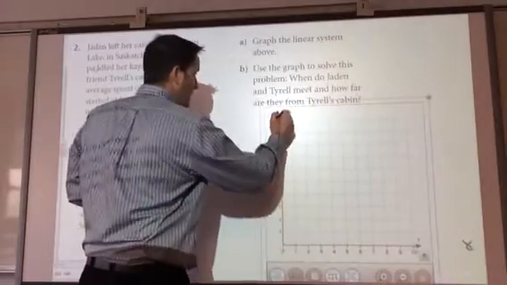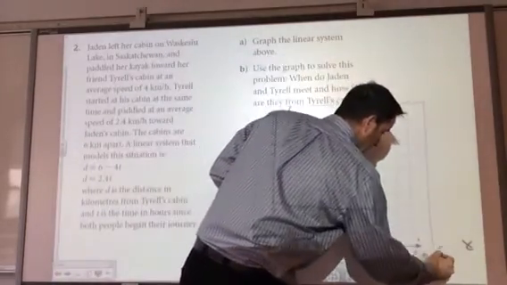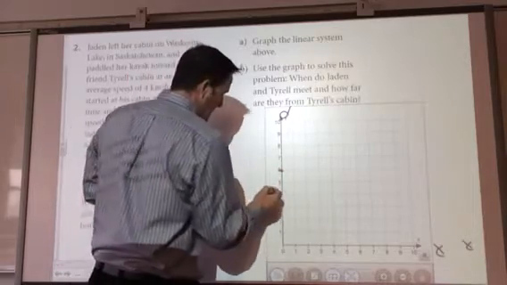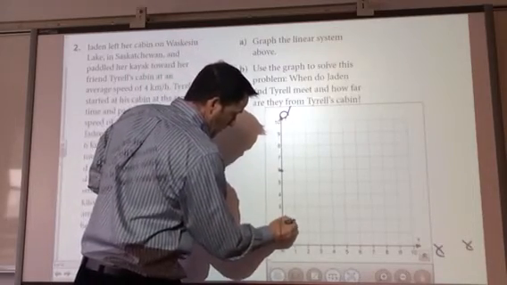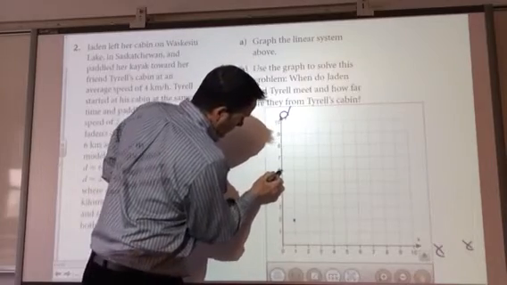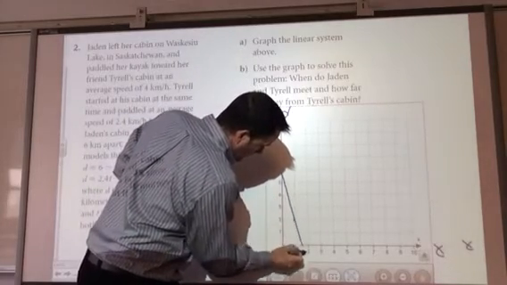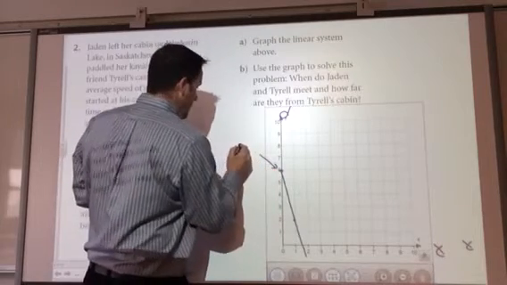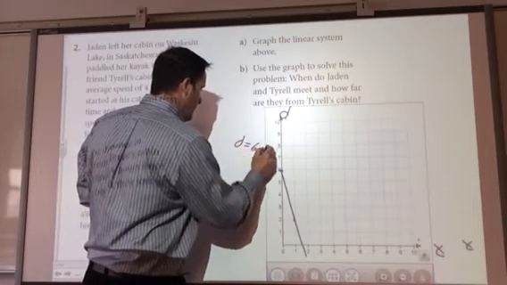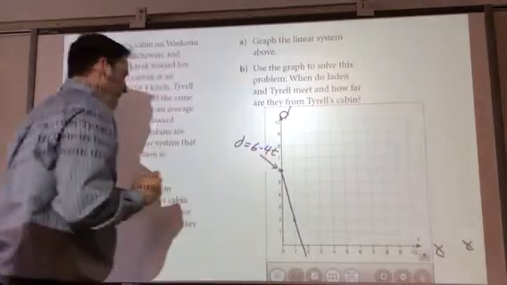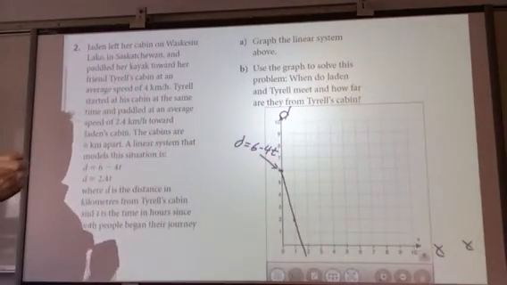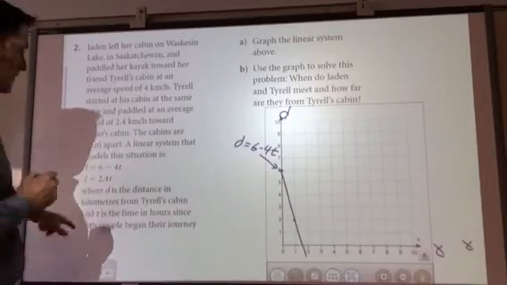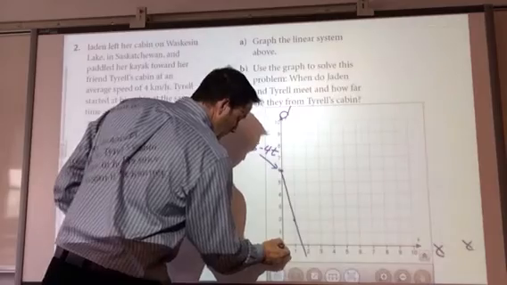So we still have D and T. Starting at 6, and we're going down 4 over 1. So this represents a line, D equals 6 minus 4t. The other one, our y-intercept doesn't exist. It's not there. So it's going to be 0.